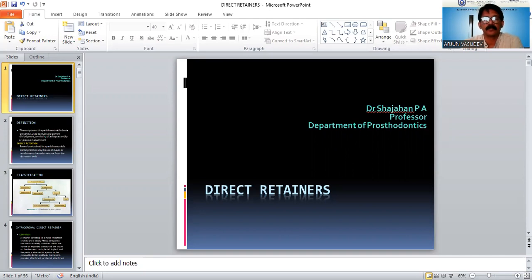Good morning, dear students. Today in our class, we are going to discuss the direct retainers of removable partial denture. So we have already covered the other components such as major connectors and minor connectors. And today we are discussing the retaining components, the main retaining component, the direct retainers.